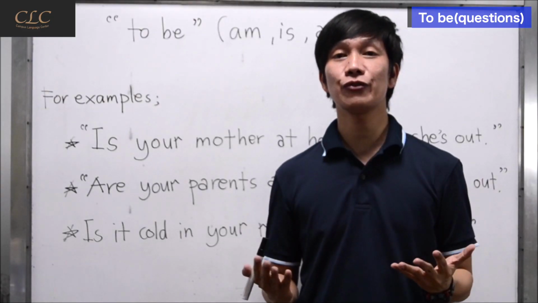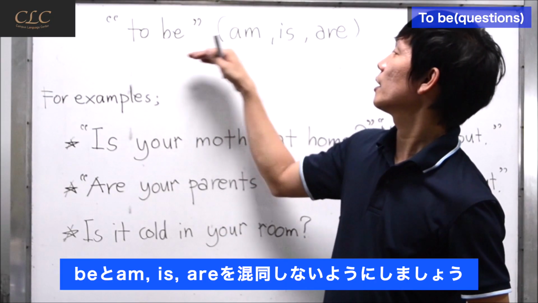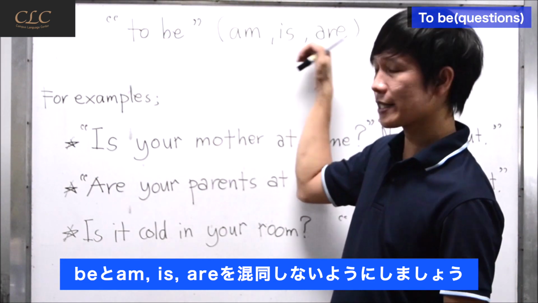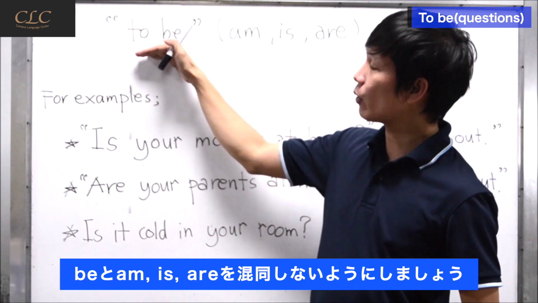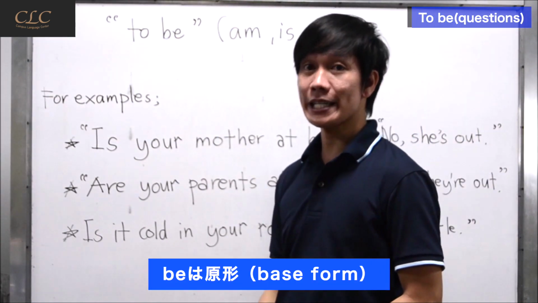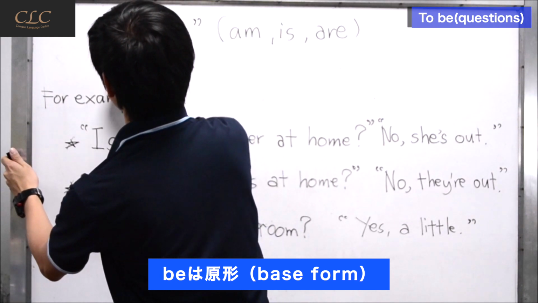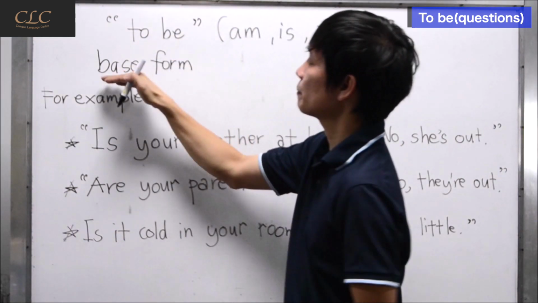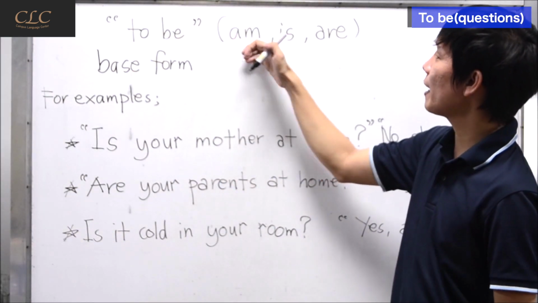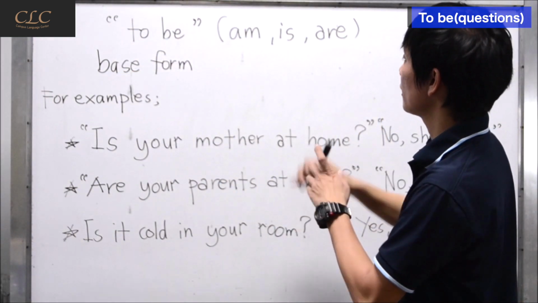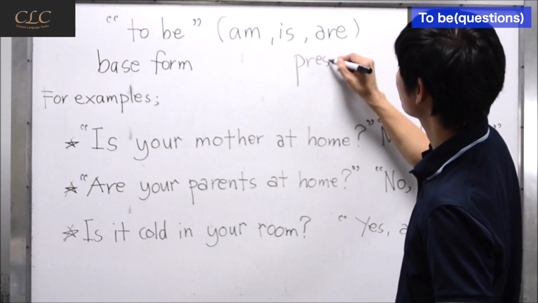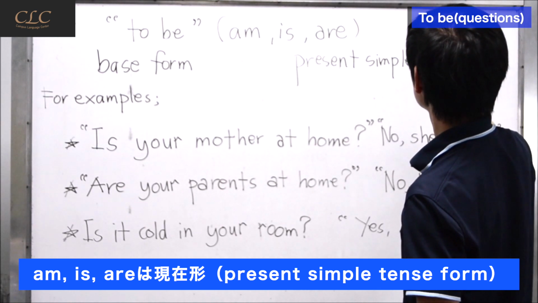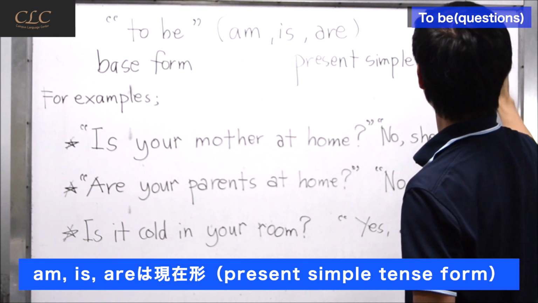So guys, don't be confused between to be and is, are. So teacher, what is to be and what is is, are? To be, or the verb be, is the base form, while is, are are the present simple tense form.